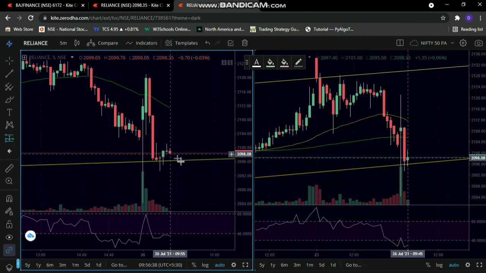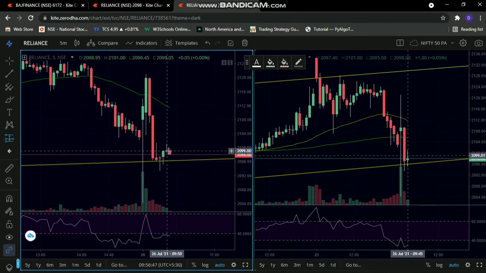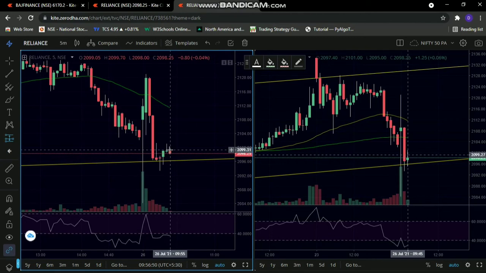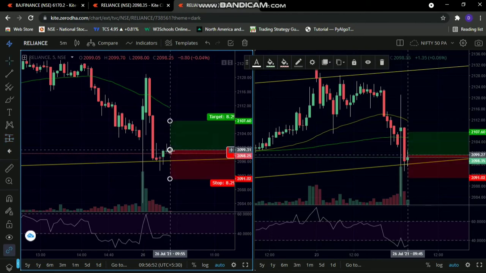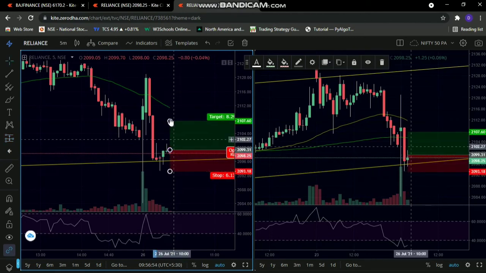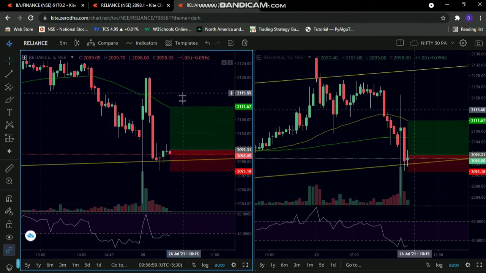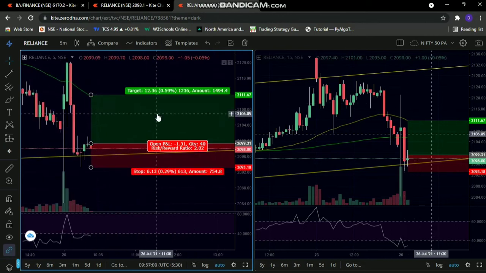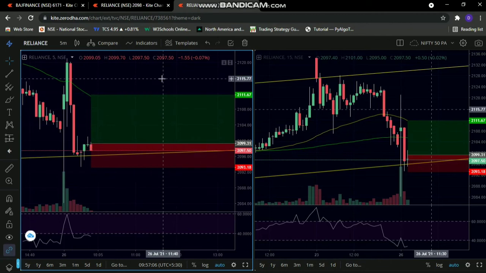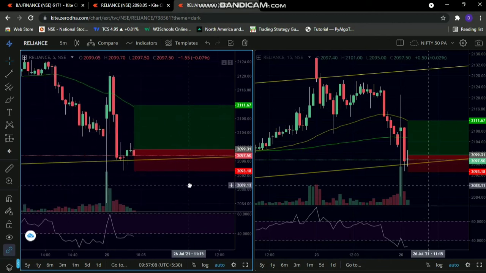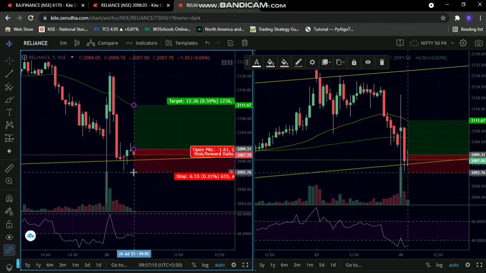Now we will do the risk management. Okay, so just selecting the points where I have entered the trade. Yes, it is near 10. Okay, stop loss below the lower candle low, and target is the 50 EMA on the 5-minute chart. So the risk to reward ratio is 1:2. It is a very good risk to reward ratio, 1:2.